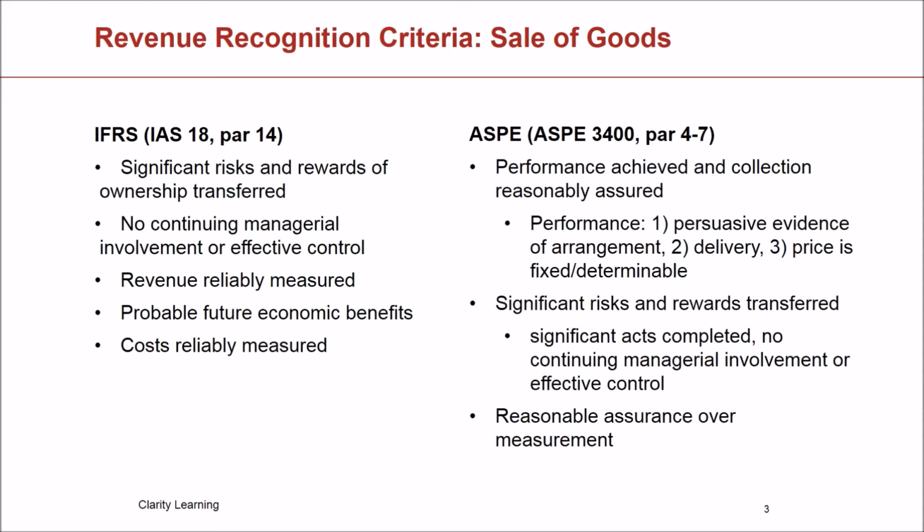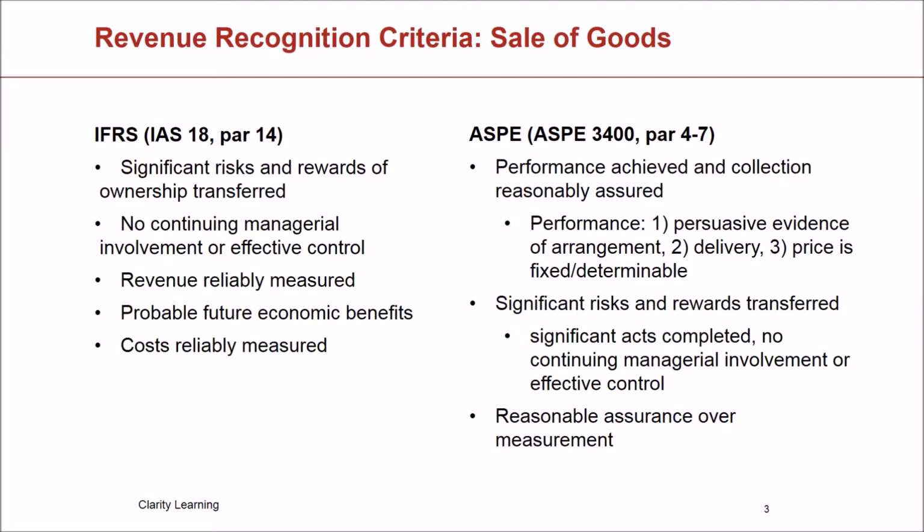ASPE considers first that performance has been achieved and that collection is reasonably assured. And so for performance to have been achieved, there must be 3 things to happen. There's persuasive evidence of an arrangement, delivery of the goods or services have occurred, and that the price is fixed or determinable. And so all 3 of these criteria for performance have additional guidance under ASPE 3400 from paragraphs 8 to 10. And so keep in mind that this bullet, the performance achieved in collection reasonably assured, also applies to the rendering of services. So that's the difference between ASPE and IFRS.